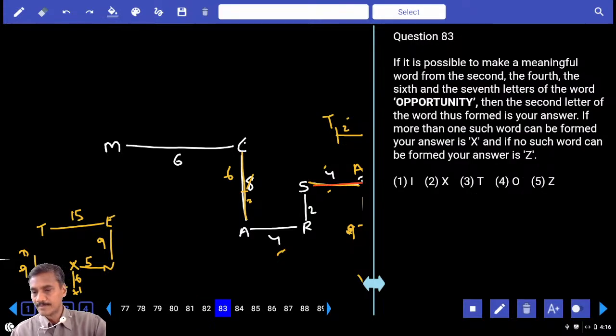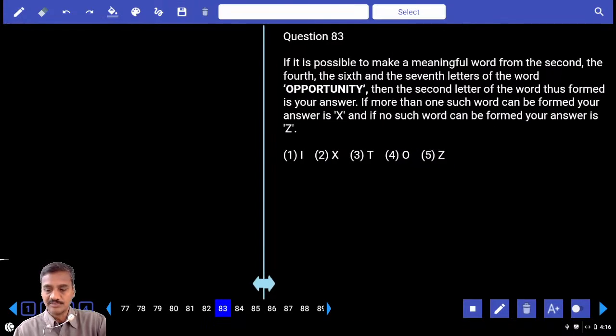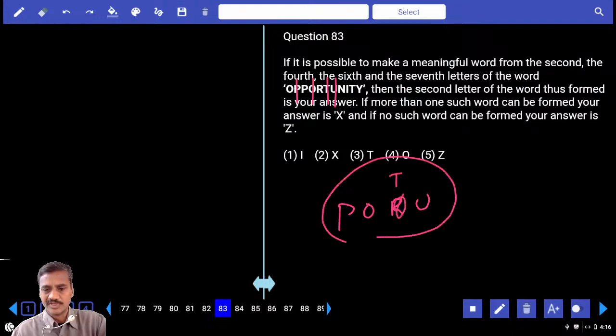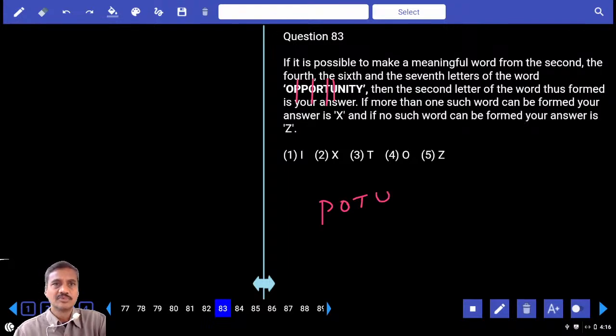Then 83. Now here it is a word formation. If it is possible to make a meaningful word with 2, 4, 6, 7, the letters we have are P, O, T, U. With the help of these 4 letters, tell me what is the word that can be formed? Any word that can be formed here?